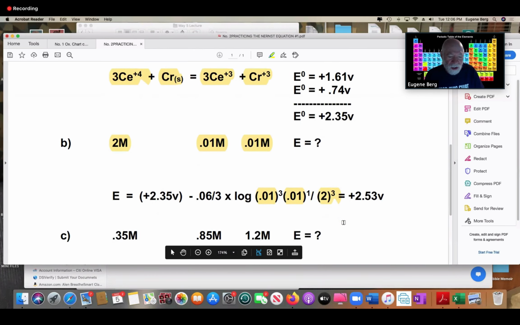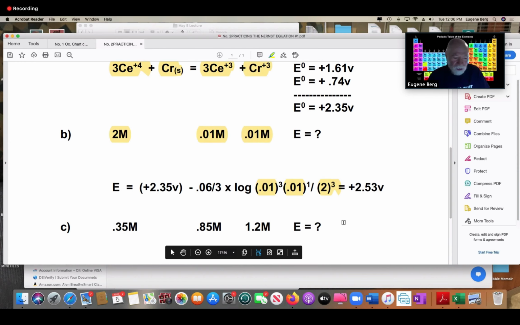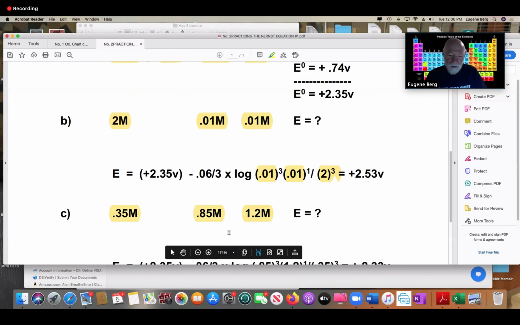Here's problem C. Again, let's see if we can guess how the answer is going to turn out. I made the starting material less than 1 molar, so that's like a less on the left, which is going to hurt the voltage. The next one, the cerium 3+, I made 0.85, and that's like a hole. That'll help the voltage because it'll want to go to the right. And then I made the last one 1.2 molar, which ought to hurt the voltage. So what do you think? The first one will hurt, help, hurt. A little bit hard to predict. What do you think? Well, let's see how the voltage turns out.